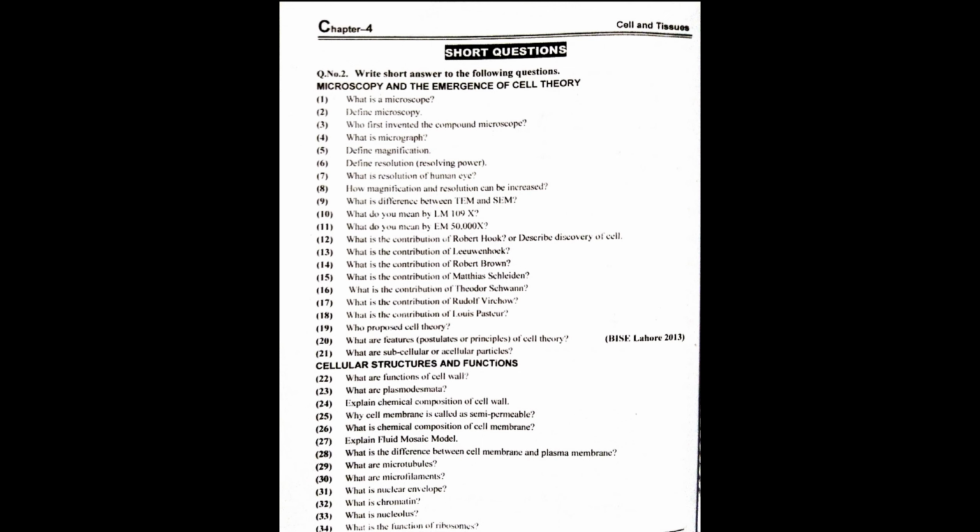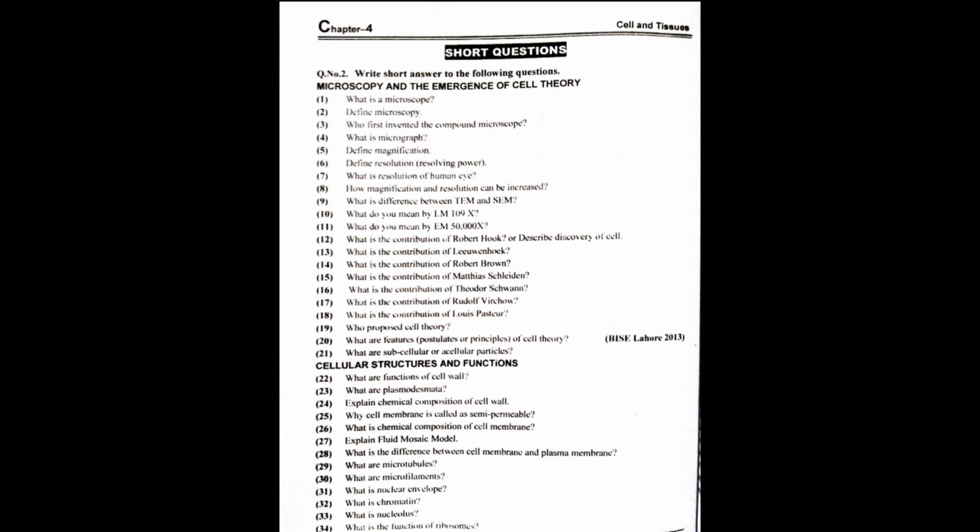Now, the second part is cellular structure and functions. What are the functions of the cell wall? What are plasmodesmata? Explain the chemical composition of the cell wall. Why is the cell membrane called semi-permeable? What is the chemical composition of the cell membrane? Explain the fluid mosaic model. What is the difference between cell membrane and plasma membrane?